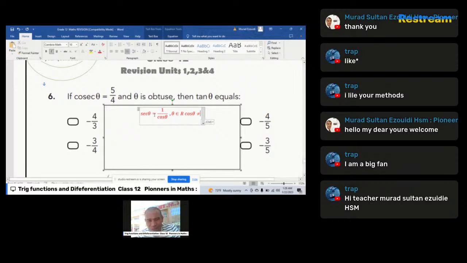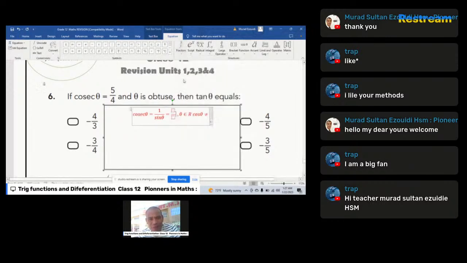Therefore, I will write now cosec of the angle theta is 1 divided by what? By sine of theta. Okay. Therefore, cosec in fact is 5 over 4. I will write here equal to 5 over 4, 5 divided by 4.